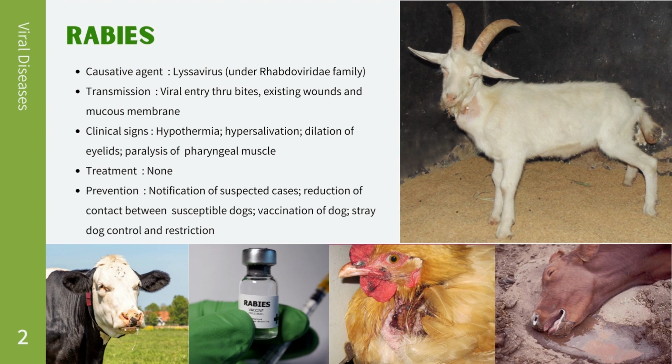Second is rabies. Its causative agent is Lassa virus. It is being transmitted through viral entry, through bites, existing wounds, and mucous membrane. Clinical signs: hypothermia, hypersalivation, dilation of eyelids, paralysis of pharyngeal muscle. It has also no treatment. For the prevention, notification of suspected cases, reduction of contact between susceptible dogs, vaccination of dog, stray dog control, and restriction.